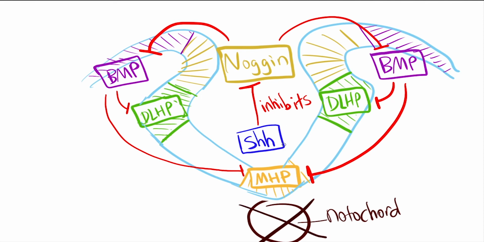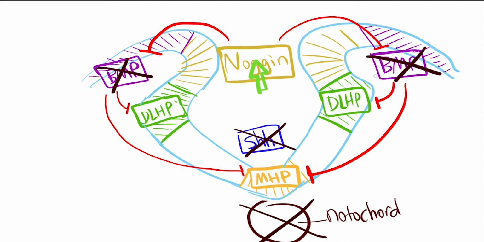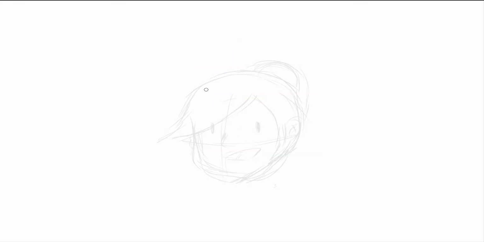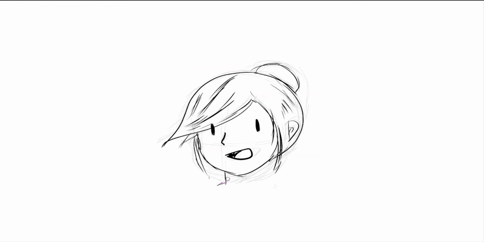For example, if the nodal cord wasn't developed properly or missing, then the sonic hedgehog gene will not be present. This means that there will be more noggin since there's nothing inhibiting it. More noggin leads to less BMP, as more BMP is being inhibited by the noggin gene, and with less BMP, the formation of DLHP and MHP will be exaggerated since there isn't much inhibiting them from forming. This will cause the neural tube to bend too much. We need just the right amount of morphogen for proper neural tube formation. My prof calls it the Goldilocks zone.